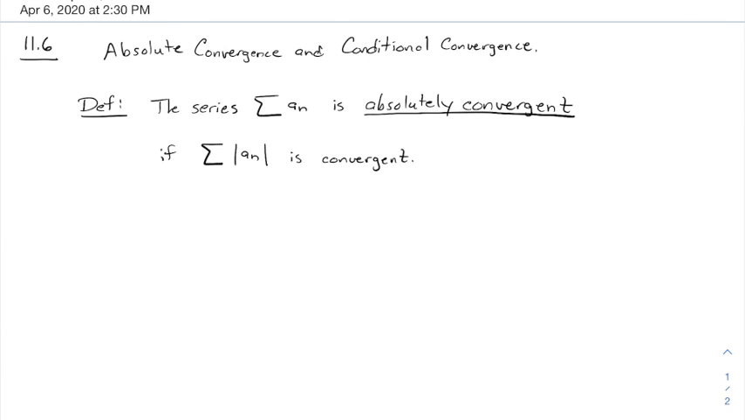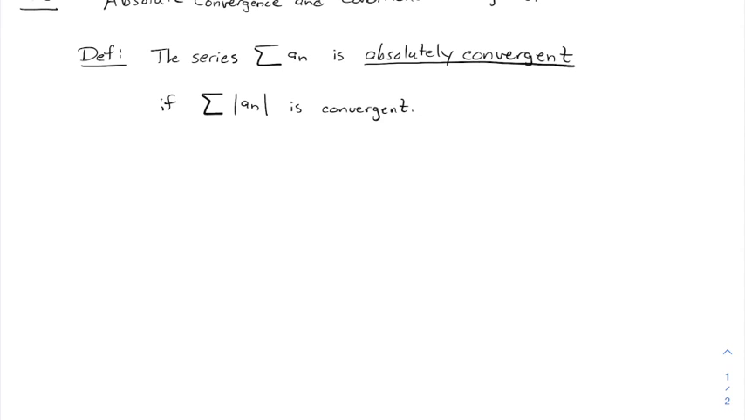The first topic in section 11.6 is absolute convergence and conditional convergence. The series sum of a sub n is absolutely convergent if this series is convergent. What this series is, is what you get by taking the absolute value of all of the terms of a sub n. So let's look at an example.